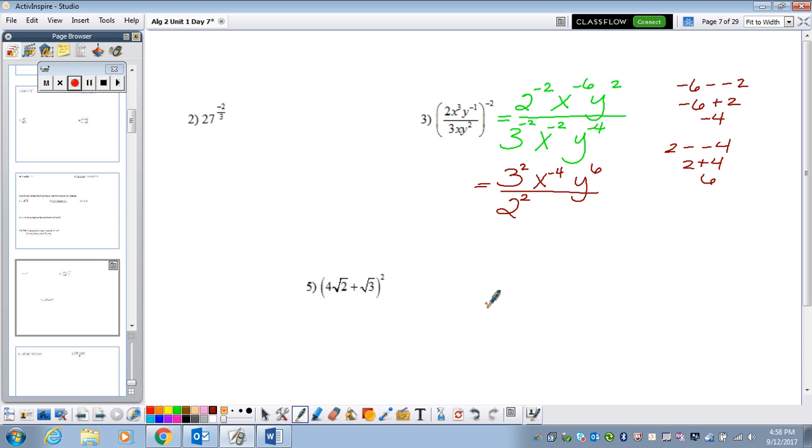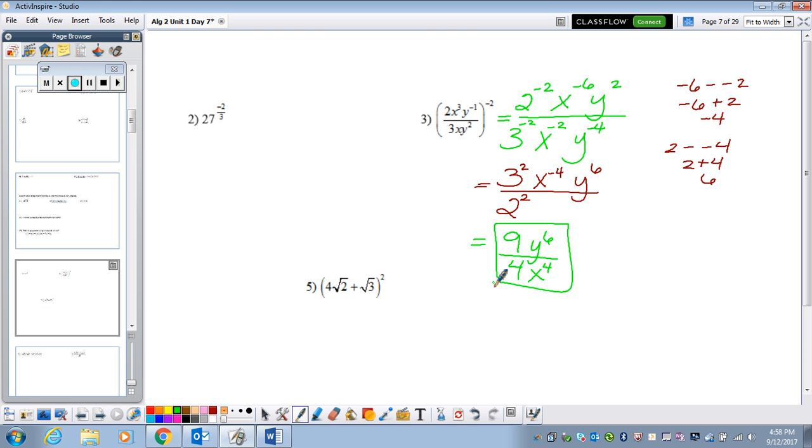Last little cleanup step. Let's evaluate these constants. 3 squared is 9. 2 squared is 4. We never leave our final answer with negative exponents. So move this x to the bottom and make it x to the 4th. And y to the 6th, you can stay on top. You're a positive exponent.